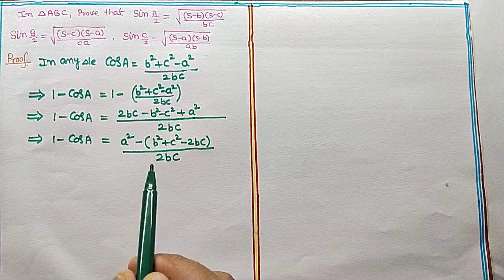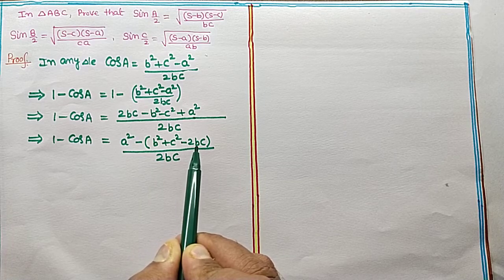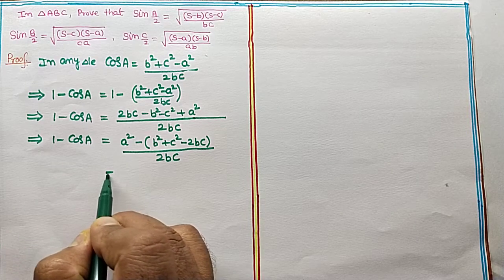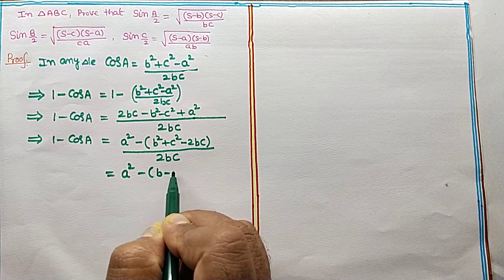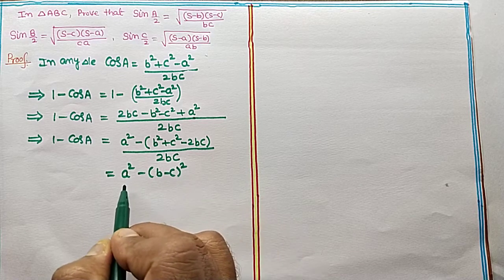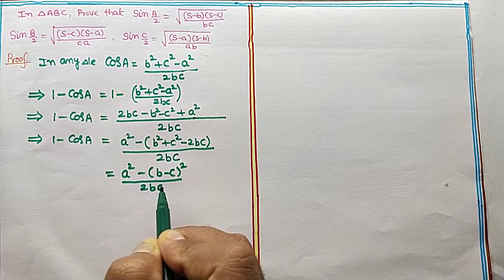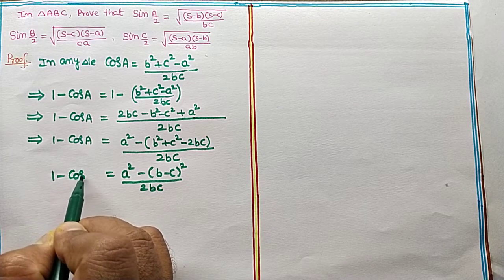So this bracket value is in the form of x square plus y square minus 2xy, so we can express it as (x minus y) whole square. Here b square plus c square minus 2bc we can express as (b minus c) whole square. So this is equal to a square minus (b minus c) whole square divided by 2bc. This is the value of 1 minus cos A.